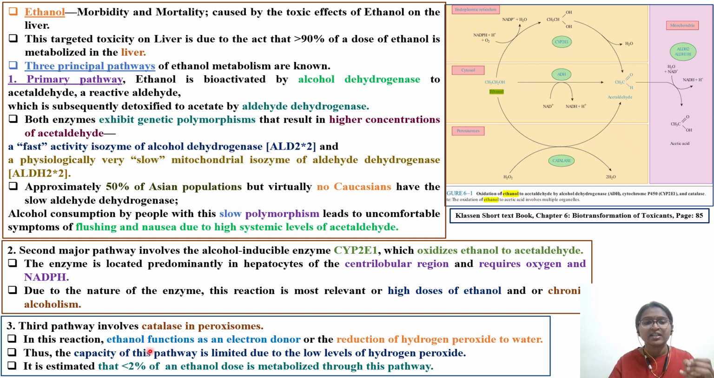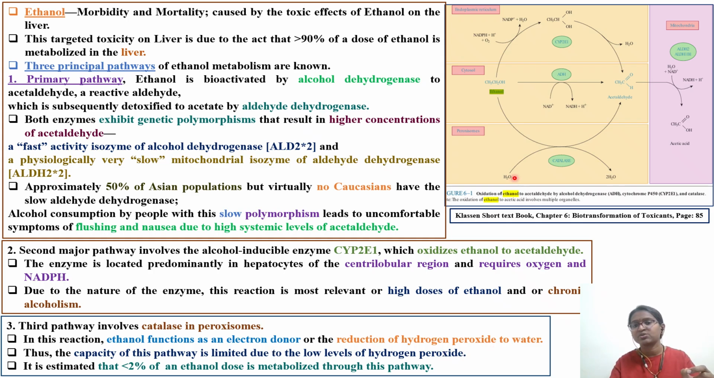In this reaction, ethanol functions as an electron donor. Because why? What is the polarity of the alcohol OH, which is attached to CH3, CH2, OH? I will discuss the polarity, why alcohol has a polar solvent nature. There I will discuss, then you will understand why it is acting as an electron donor, because on the oxygen, free electrons will be there. So ethanol functions as an electron donor, and the reduction of hydrogen peroxide to water.